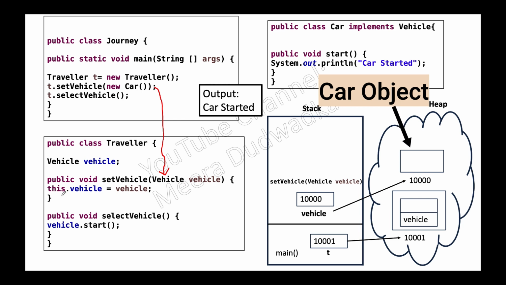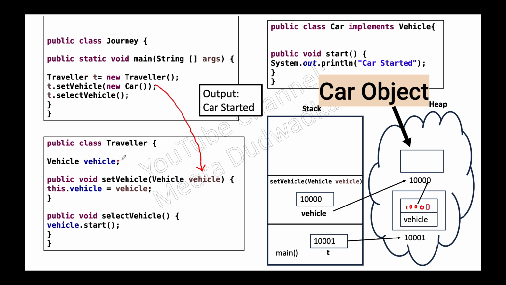Now the next line is this.vehicle = vehicle. So the vehicle on the right hand side is the local variable vehicle, and the vehicle on the left hand side is the instance variable vehicle. And now the object which is assigned to the local variable vehicle, we are assigning the same object to the instance variable vehicle. So when we say this.vehicle = vehicle, the car object which is passed through the setVehicle method will be assigned to the instance variable vehicle, and the instance variable vehicle will start pointing to the car object. So internally the address of the object is assigned, and the instance variable vehicle will start pointing to the car object which is passed through the method.